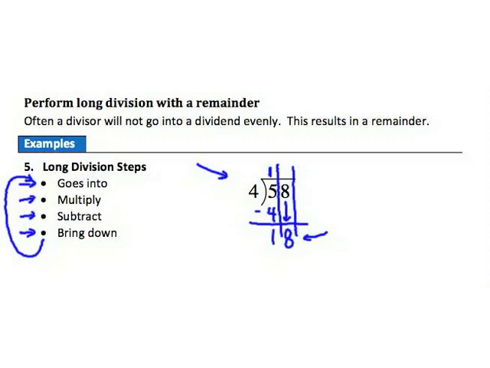4 goes into 18 4 times. Multiply. 4 times 4 is 16. Subtract. I get 2. And then the next step would be to bring down. However, there aren't any more digits to bring down, so I'm done with my long division problem. However, I have this 2 at the end, and that tells me that 4 does not divide into 58 evenly, and I actually get a remainder of 2.